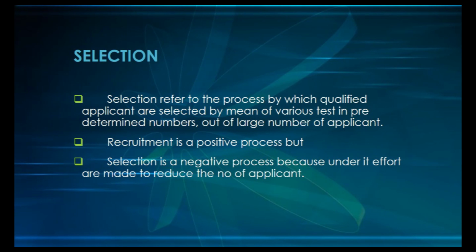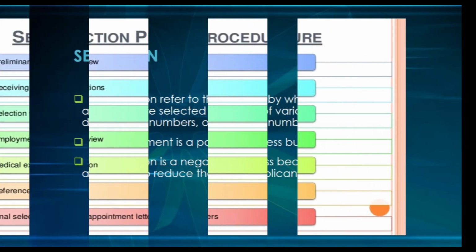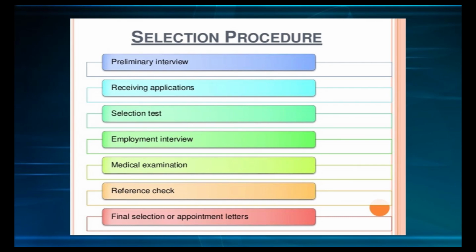But recruitment is a positive process. What about selection? It's a negative process because under it efforts are made to reduce the number of applicants, those who apply for the job. So a major part in HRM is the selection procedure, selection method or process.